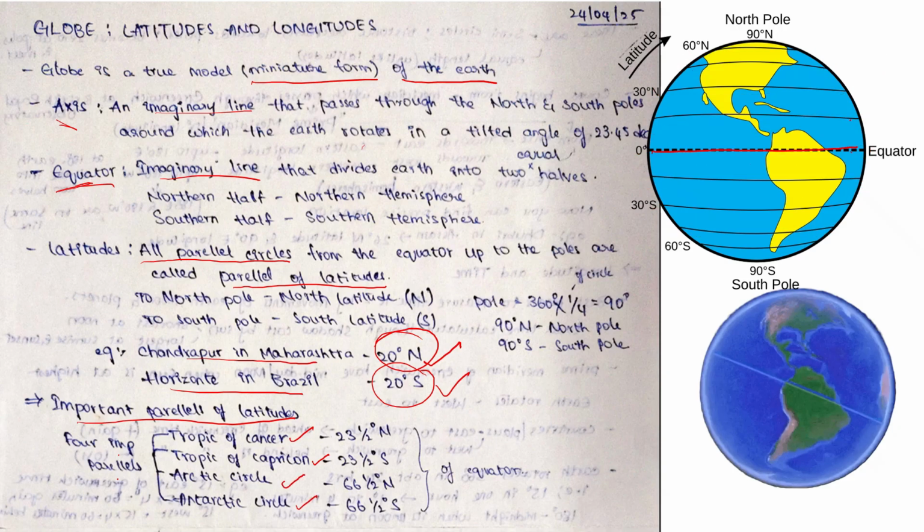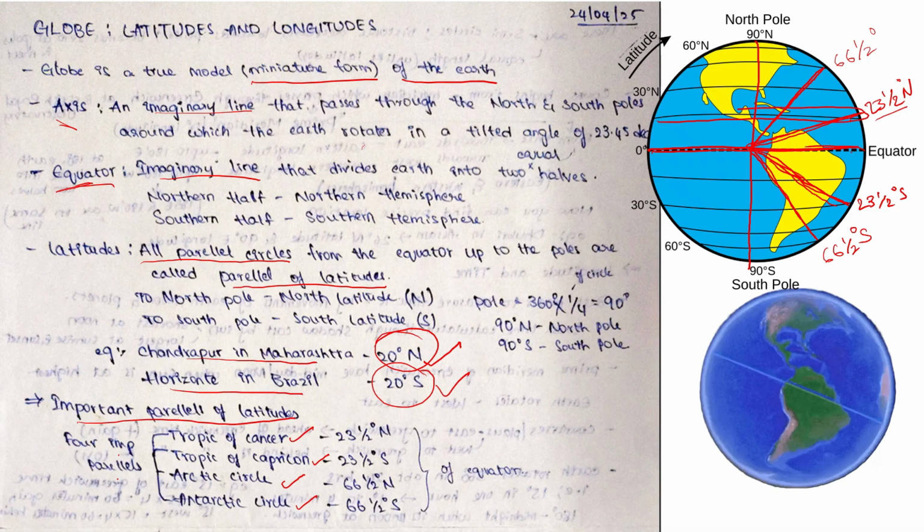So if this is the equator and this is the axis which is passing from the north pole to south pole, 23.5 degrees on the northern side is called Tropic of Cancer. 23.5 degrees north is called Tropic of Cancer, and 66 degrees of north latitude is Arctic Circle, and 23.5 degrees of the south latitude is Tropic of Capricorn. 66 degrees of south latitude is called Antarctic Circle.